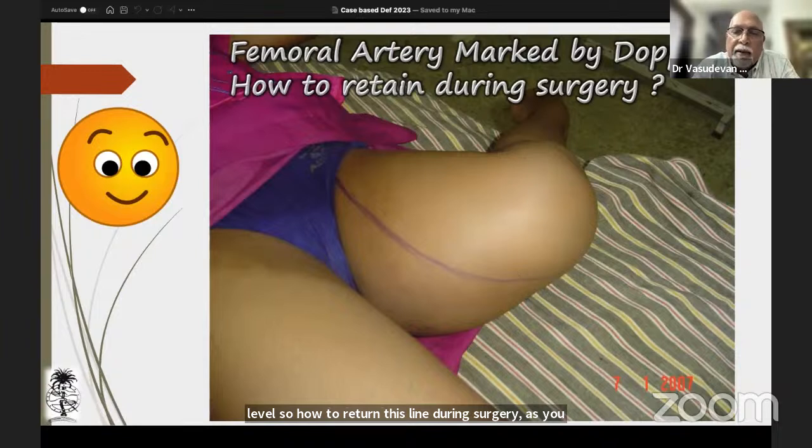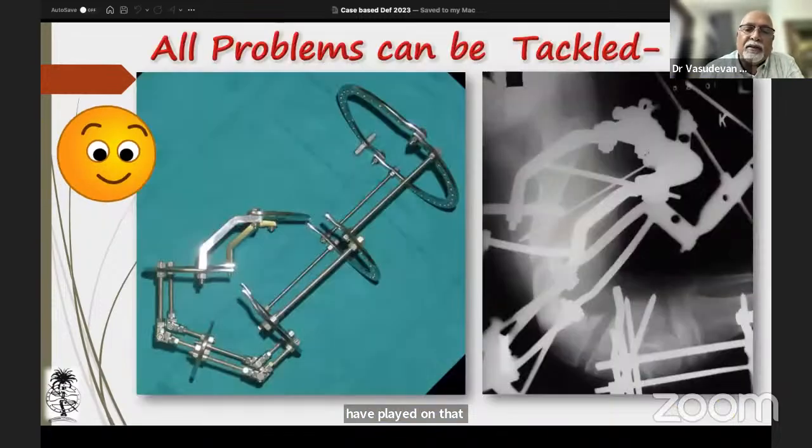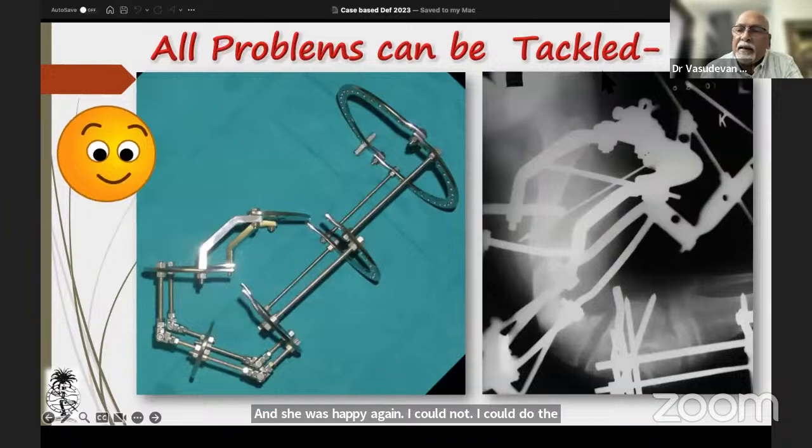Then my daughter told me, you can just apply henna over there. That will stay for 2 weeks. A 5 rupees henna, I applied on that. And she was happy. I could do the surgery. That was the frame. And all problems can be tackled well.